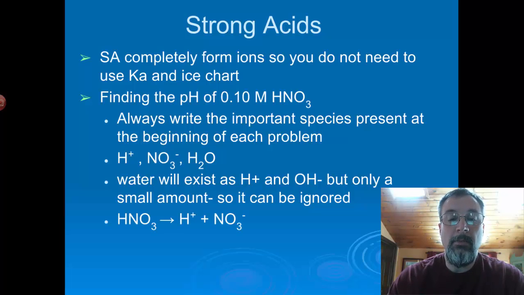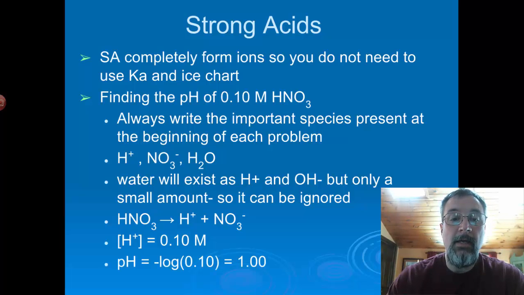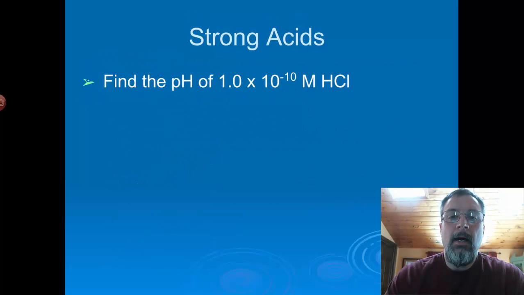So really the only important chemistry that's happening here is HNO3 splitting into H+ and NO3-. For every one molecule of HNO3, you get one ion of H+. That means for every mole of HNO3, you get 1 mole of H+. So the concentration of H+ is the same as that of the acid. Take the negative log and you get a pH of 1. So for strong acids, you don't have to worry about ice tables or Ka values or any of that stuff.